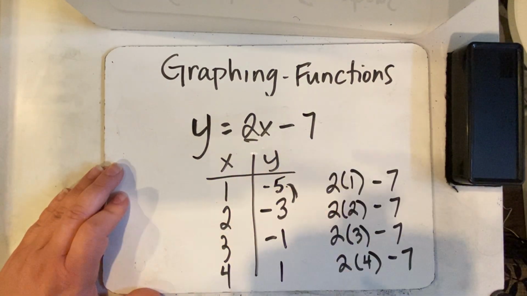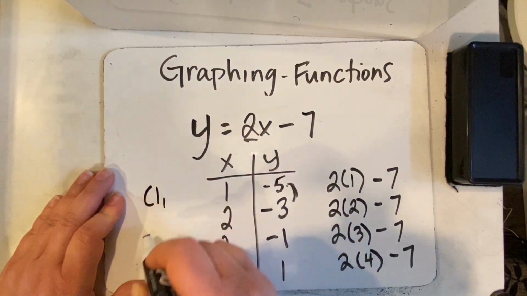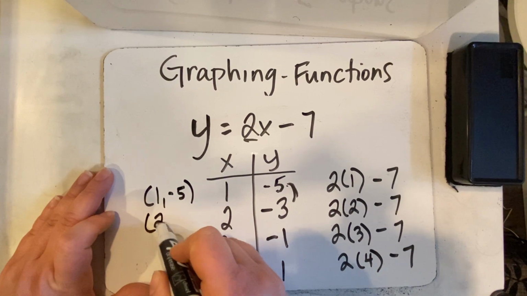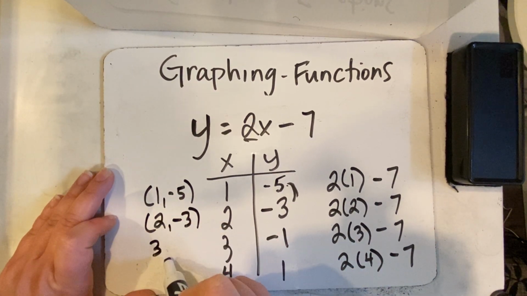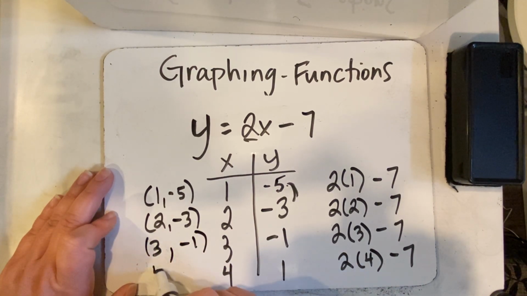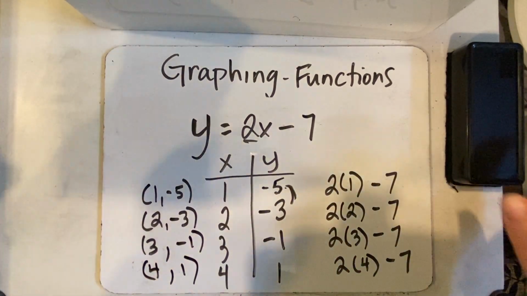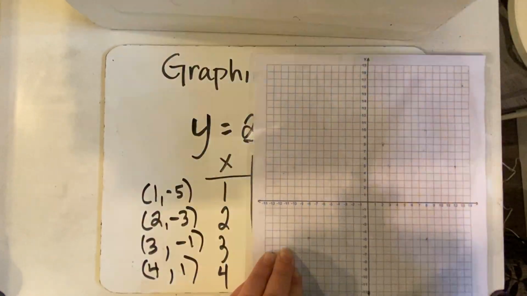Now that we have this function table figured out, we can write down our ordered pairs, so 1 and -5, for us to plot them on a graph. 2 and -3, 3 and -1, and 4 and 1. And now we can replot on our graph. So before I do that, I'll have to erase our old graph, and I'll get plotting.